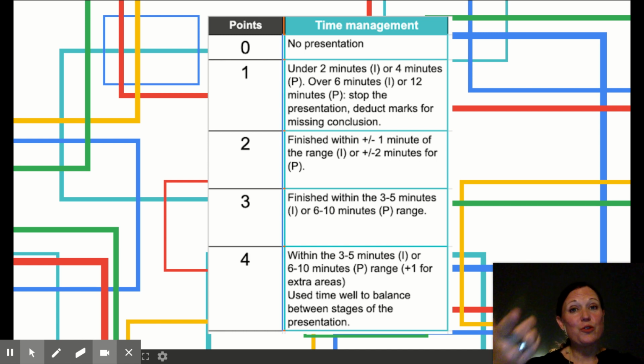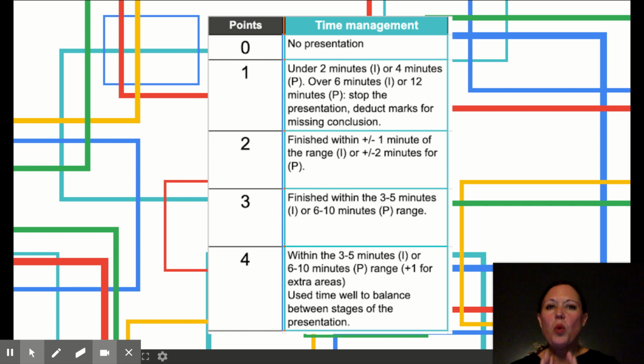To get into the 4, we want to see that you use your time well to balance out the different parts of your presentation. Not just spending 2 minutes talking about the introduction and then shoving all the attractions into 1 minute at the end. We want to see that you've used your time carefully and wisely to present your information.